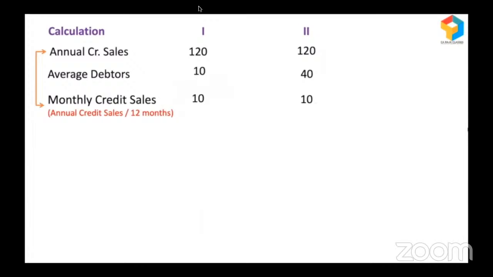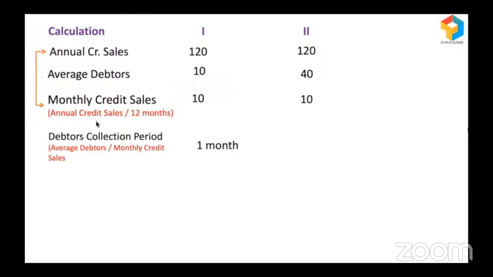Now you just compare this average debtors with monthly credit sale. Monthly credit sales is 10 million and debtors is also 10 million. So we can say debtors is equal to 1 month sale. But in scenario 2, debtors is 40 million, whereas monthly credit sales is only 10 million. So we can say the debtors is 4 times of monthly credit sale. So we can express that as debtors collection period, which is nothing but the average debtors divided by monthly credit sale. In scenario 1, it is 10 by 10.